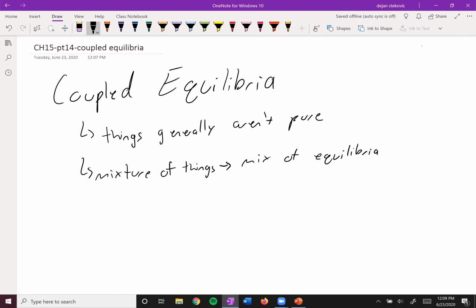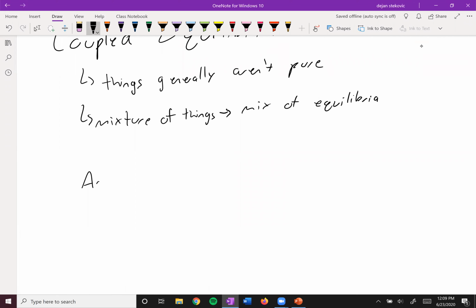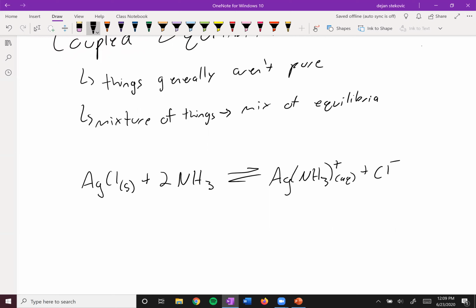Right, so it's similar to an ecosystem where all of these things are interacting to form your final product. So for example, if we have silver chloride plus some ammonia, this can form a coordination complex as we've previously seen. And we generally consider silver chloride as insoluble, and this silver ammonia complex as soluble.